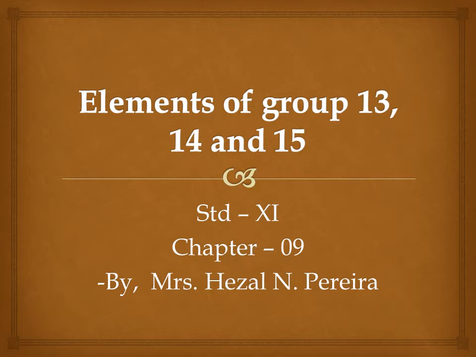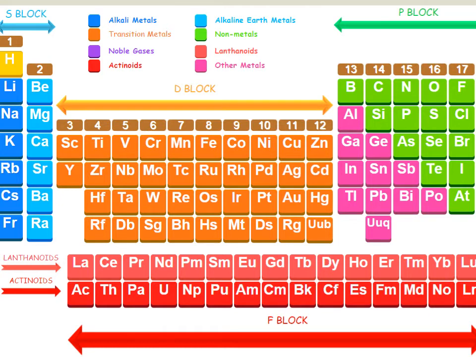So, today we are going to start with the topic Elements of Group 13, 14, and 15. That is chapter 9 of your chemistry textbook. Students, on the slide, you can see a modern periodic table. We have already learnt about the modern periodic table in chapter number 7.